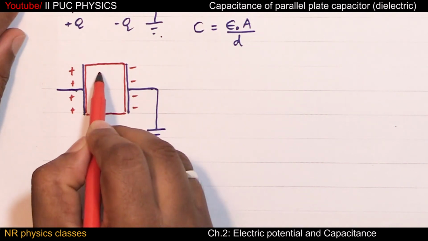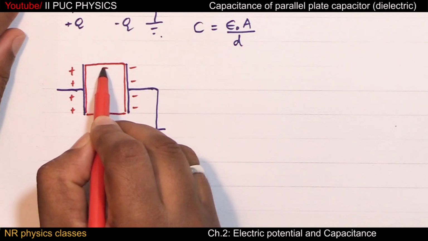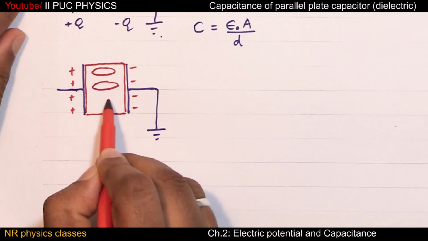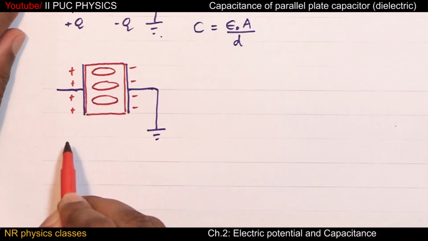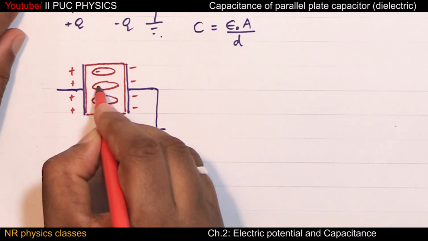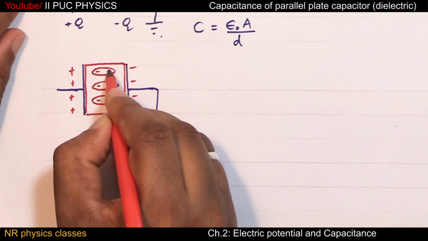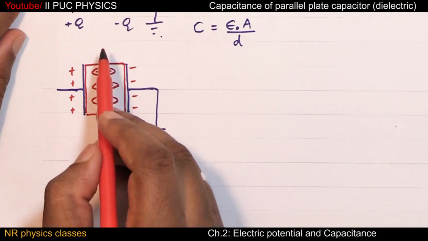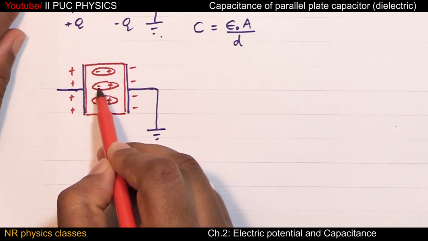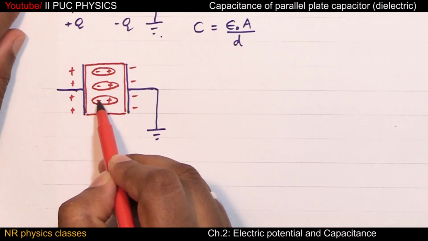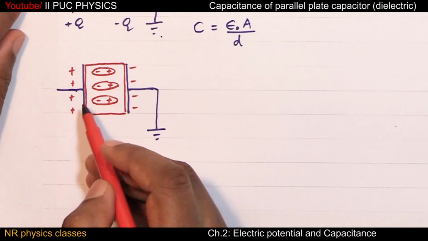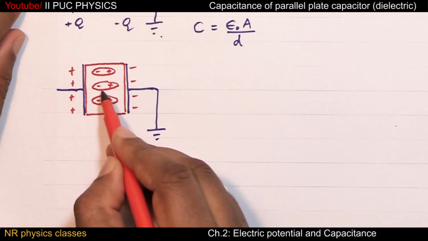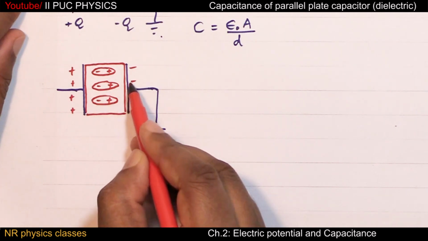At the same time, the molecules in the dielectric are polarized. Because of the polarization, dipole moment is induced. Observe, negative charge in the dipoles is closer to positive plate. So effect of positive plate is decreased by this negative as well as this negative.